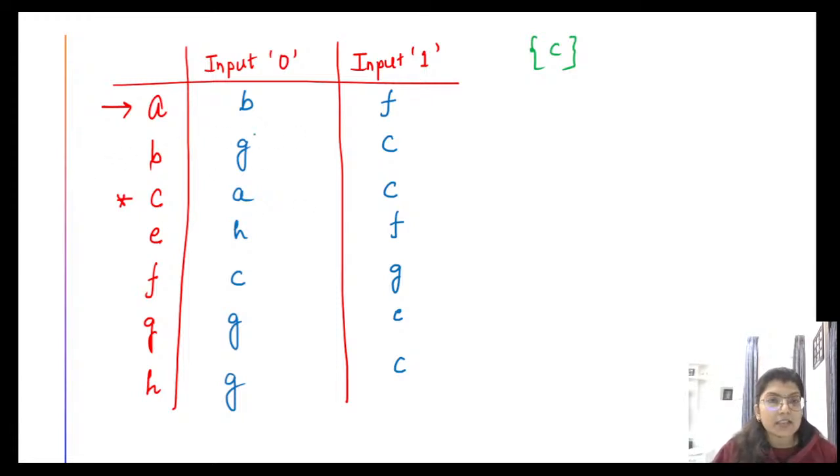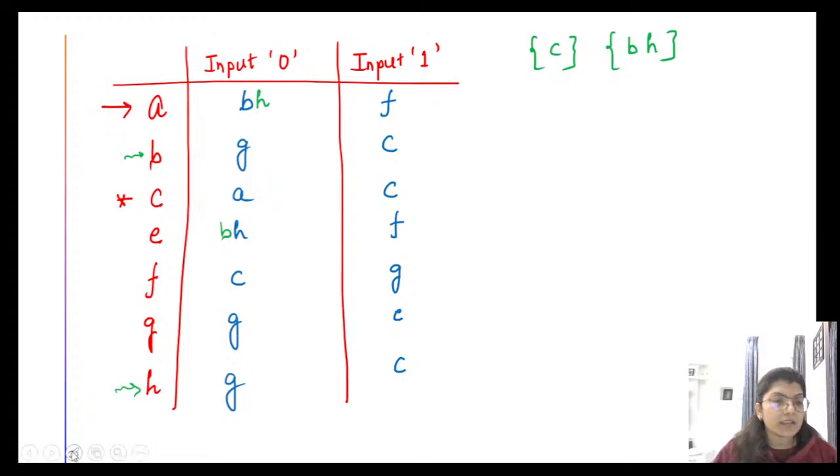Let's see. On giving input 0 to B, I am reaching G. And on giving input 1 to B, I am reaching C. Similarly, if I look at H, G and C, so this means I'll combine B and H. If I am combining B and H, I can write over here H, I can write over here B. Yes or no? Yes, because now they are the same one state, so I can write BH and BH.